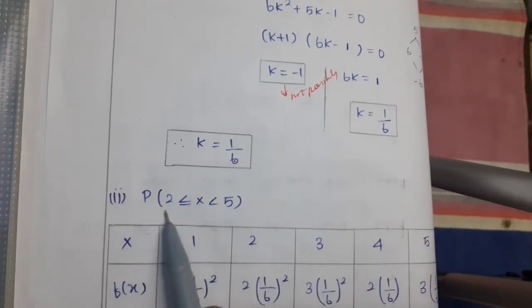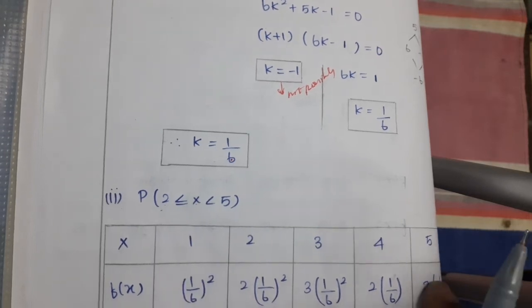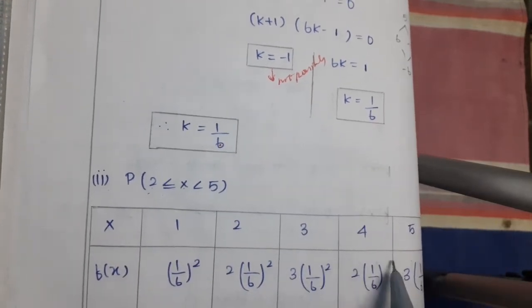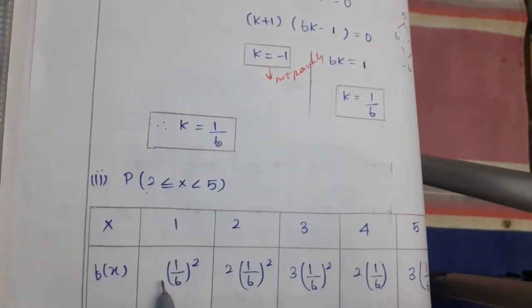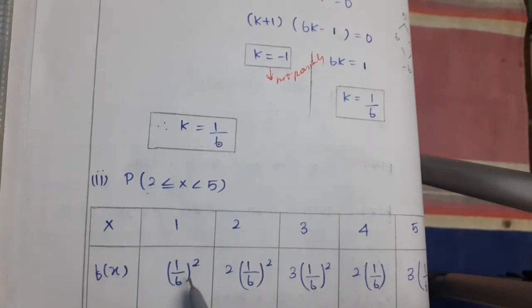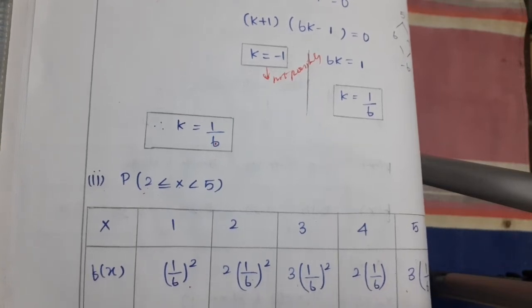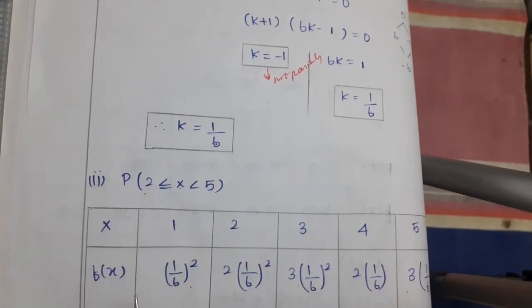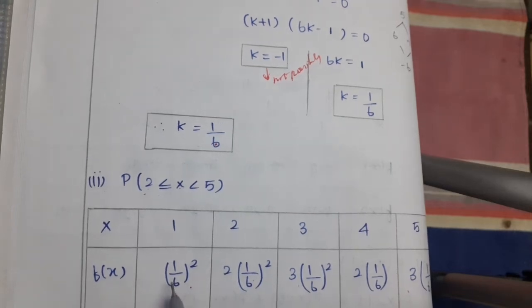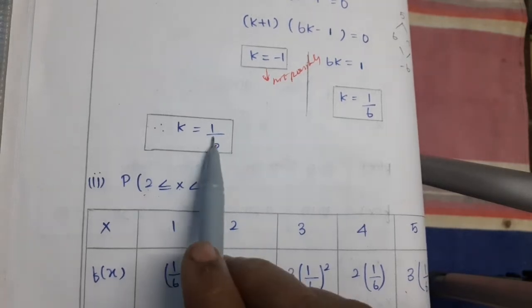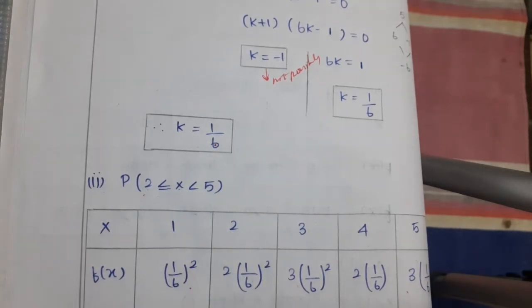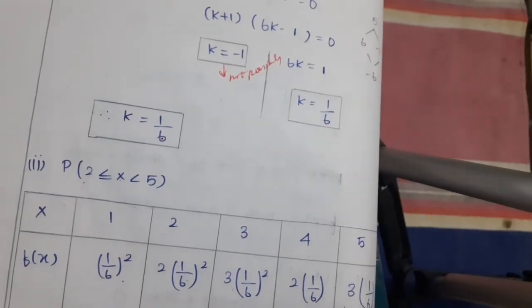What is the second subdivision? X lies between 2 and 5, x greater than or equal to 2, x less than 5. X is equal to 1, 2, 3, 4, 5. Our k is nothing but 1 by 6. So f of x is 1 by 6 square, that is k square, then 2k square, 3k square, 2k, 3k. Instead of k, you substitute 1 by 6. Refer to the tabular column. After replacing k by 1 by 6, we get 1 by 36, 2 by 36, 3 by 36, 2 by 6, and 3 by 6.